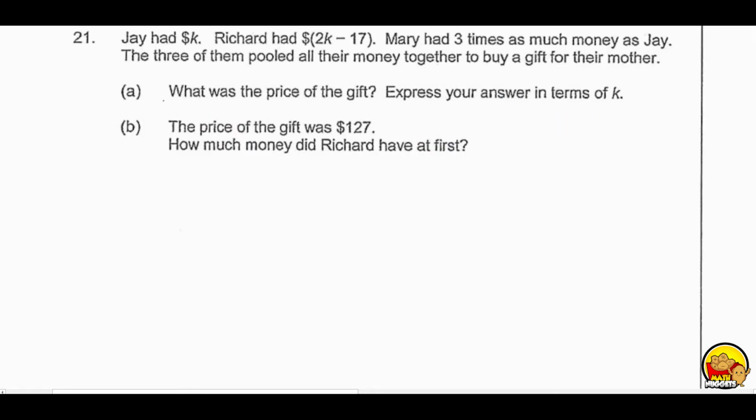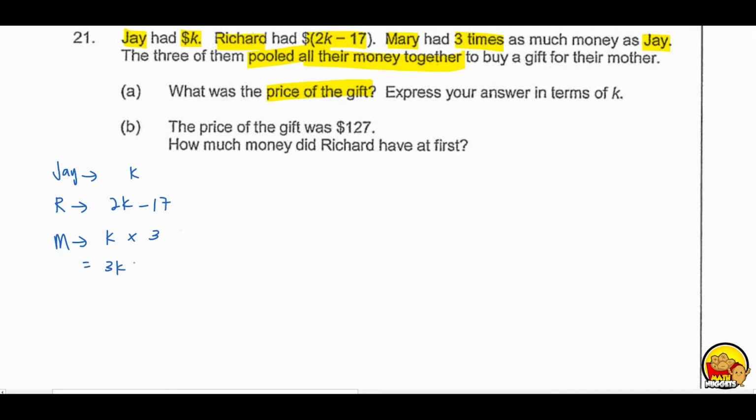Question 21. J had K dollars, Richard had 2K minus $17, and Mary had 3 times as much as J. They put all their money together to buy a gift. So what was the price of the gift? J had K. Okay, I'm not going to write the dollars, just K. Richard, 2K minus 17. Mary, 3 times of J, meaning K times 3, which is 3K.